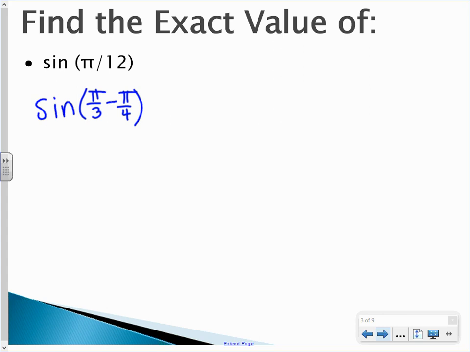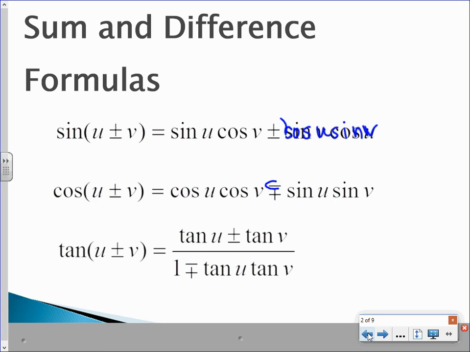Until today, we would be stuck. But today we have the sine formula. Flip back. Our sine formula is sine u cosine v plus or minus cosine u sine v. So this is how we're going to apply it.